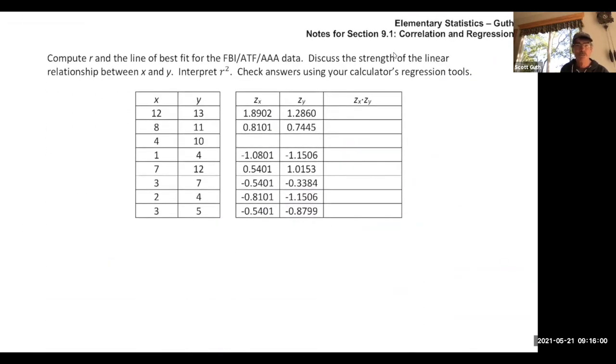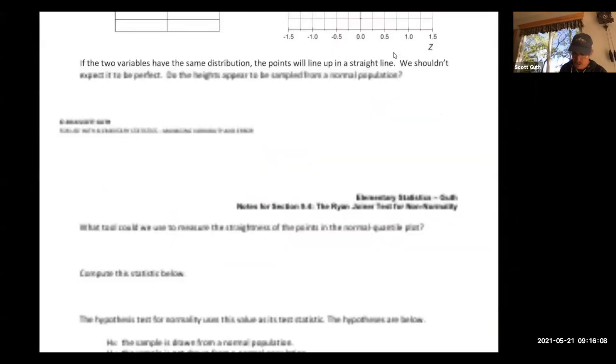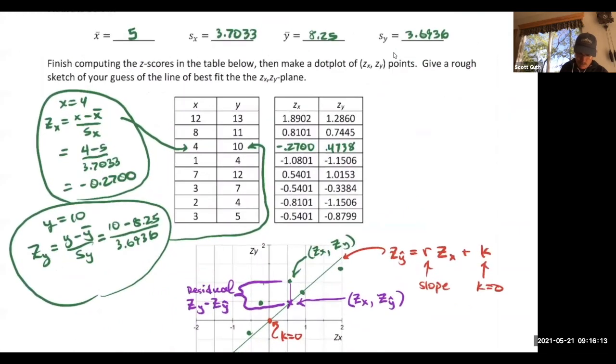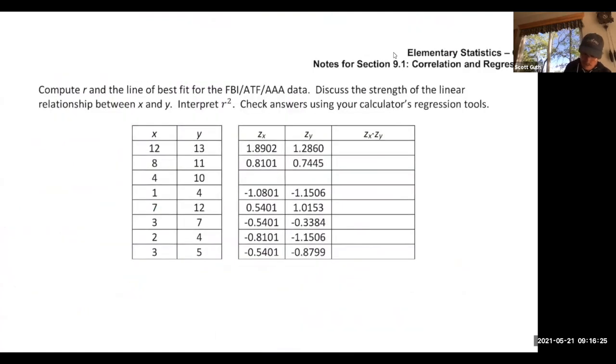All right, so we do have our FBI data. I think we actually computed these two z-scores here previously, so I'm going to slide back to that page right here. We computed two z-scores when x is 4 and y is 10. So I'm just going to copy those and paste them down here.